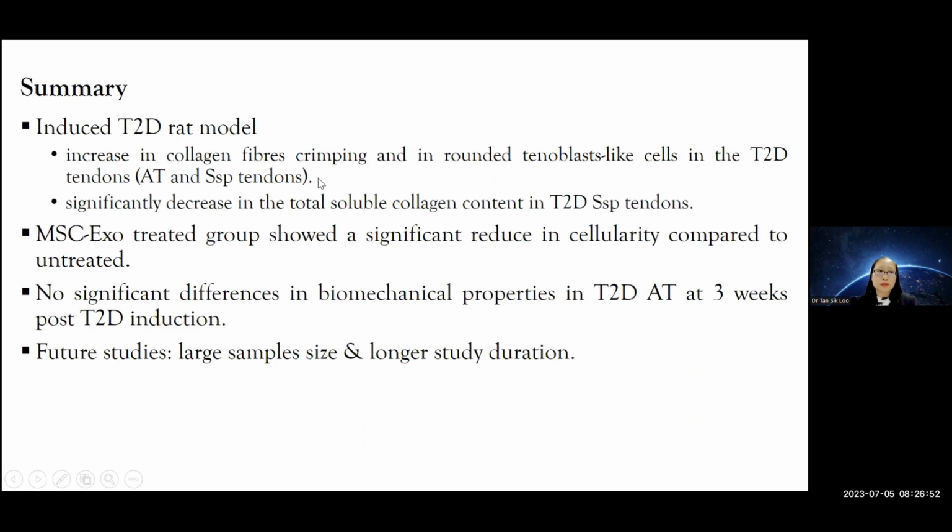So in summary, the type 2 diabetes rat model shows an increase in collagen fiber crimping and also an increase in rounded tenoblast-like cells in the type 2 diabetes tendon, and there's a significant decrease in the total collagen content in the type 2 diabetes tendon.